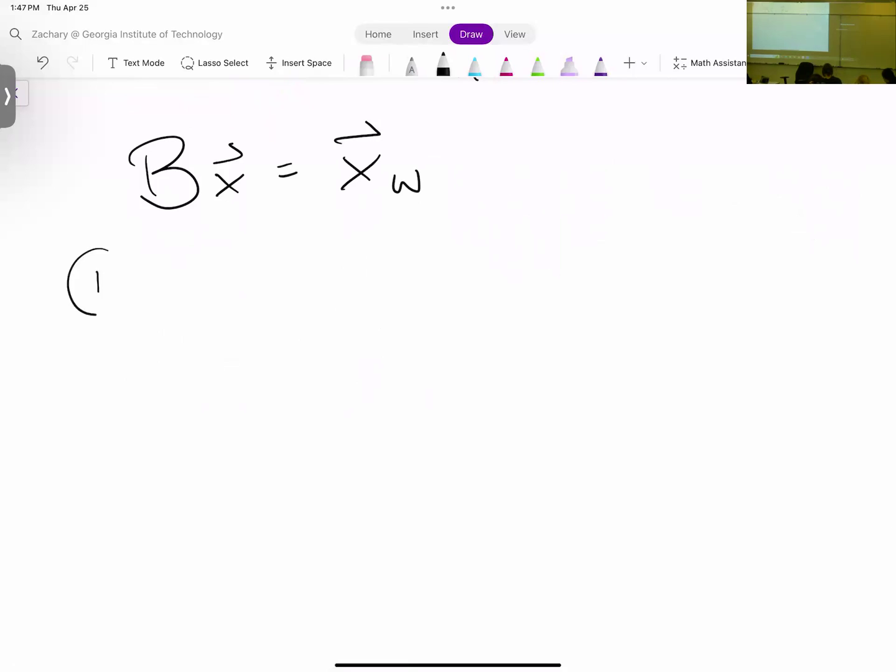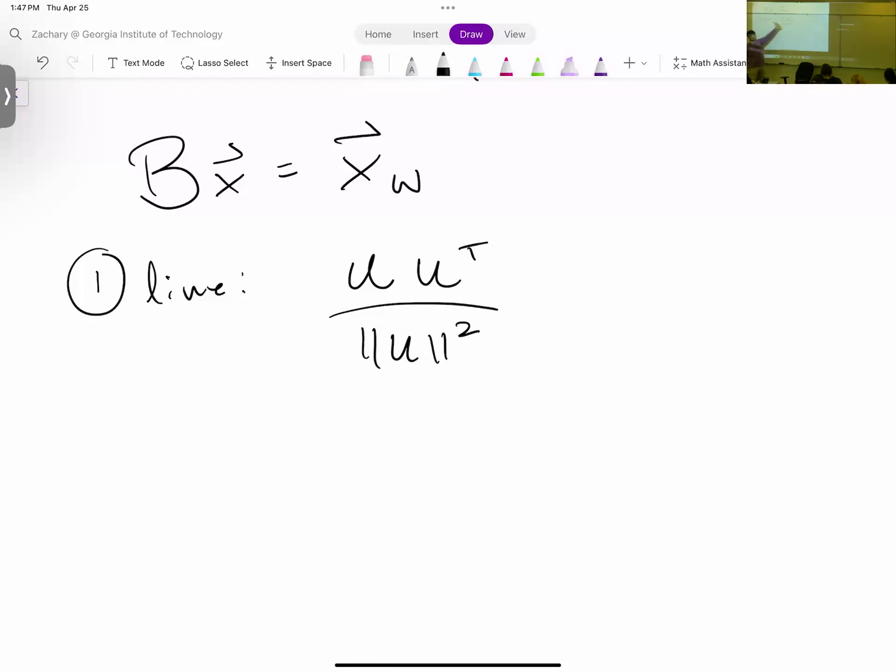Okay, first way, and this is only for a line. It's pretty much the same equation. It is U times U transpose divided by the magnitude of U squared. This will yield you an n by n matrix that is exactly what describes your matrix B. Right?